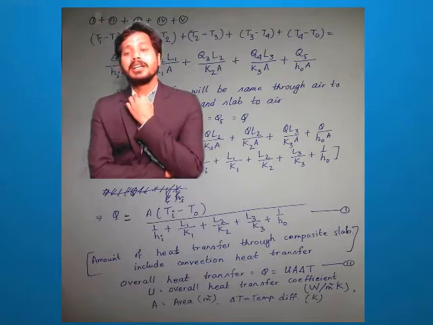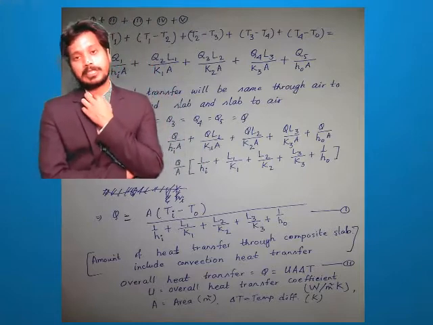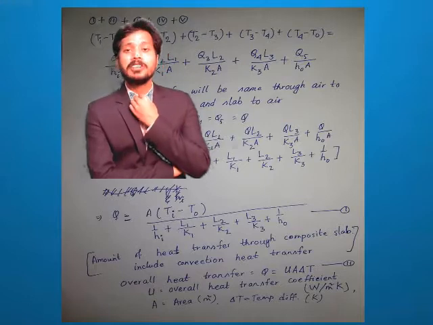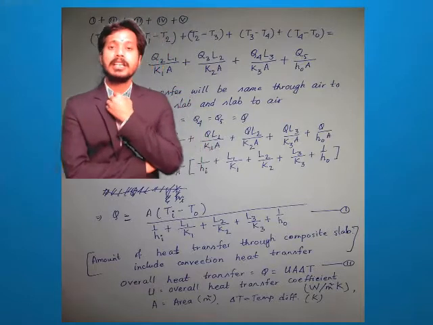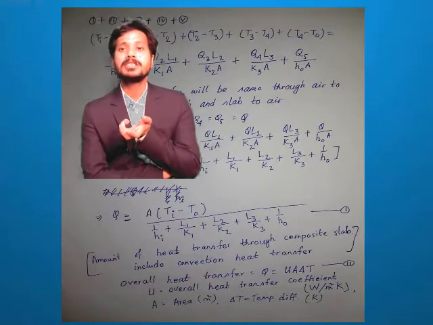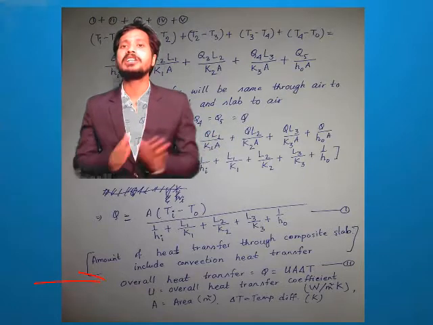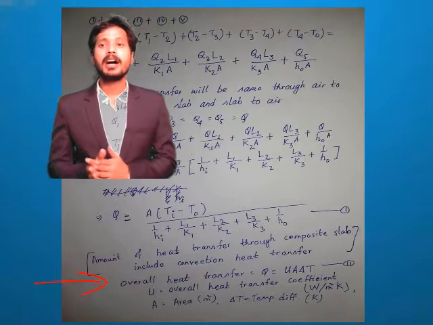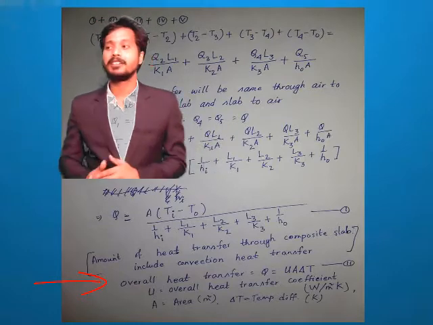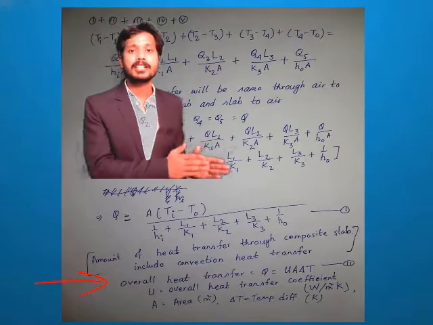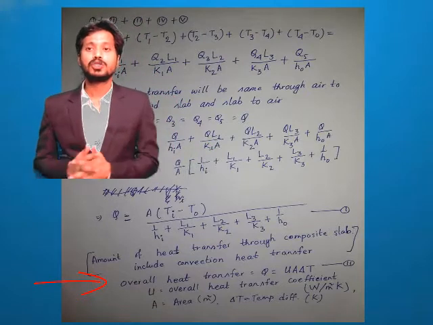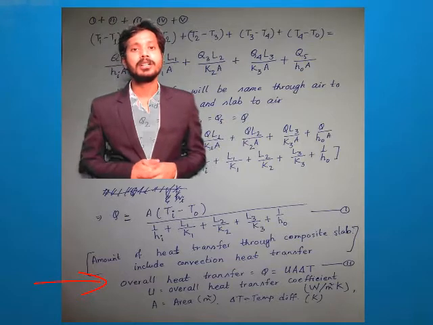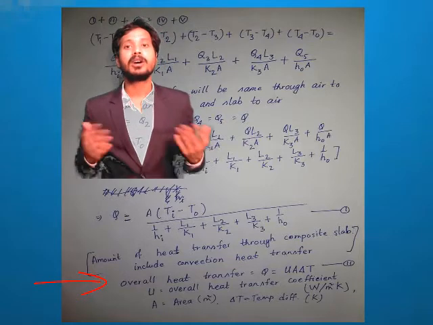You see, in conduction mode we had conductivity. In convection mode we have the convective heat transfer coefficient. In radiation mode, we have emissivity. So these terms are there in all modes of heat transfer. Now, if I combine conduction and convection, or conduction, convection and radiation, if I combine the modes of heat transfer, there also you need a heat transfer coefficient. Now what will you take?